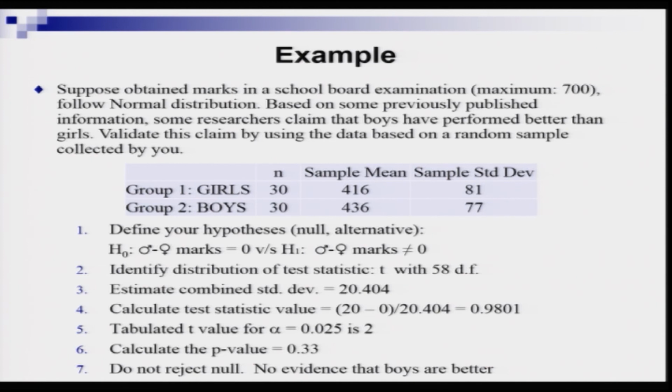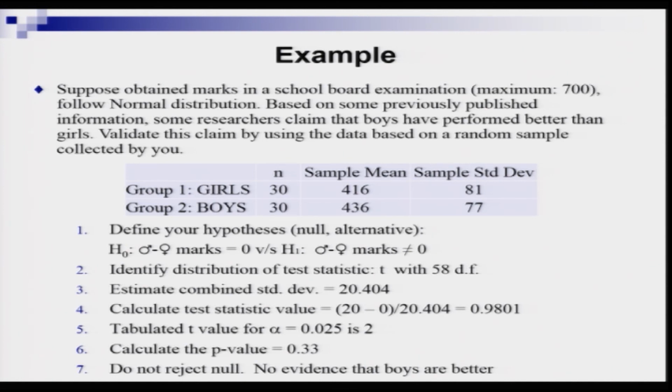So, you see for each group we have n equal to 30. For group 1, we see that the sample mean score is 416, and for the boys group, or group number 2, the sample mean marks is 436, and of course, we are also reporting the sample standard deviation that we can calculate from the samples that we have collected.